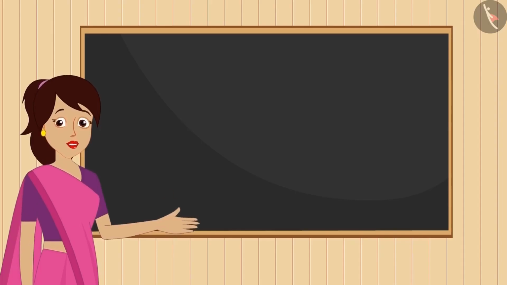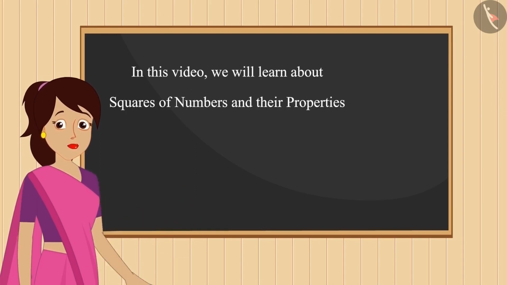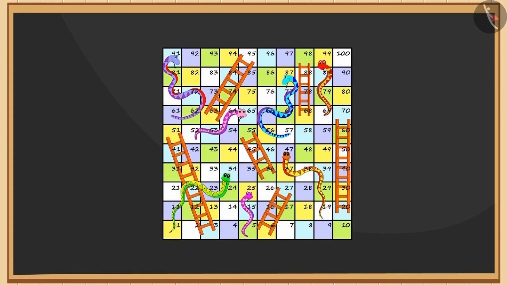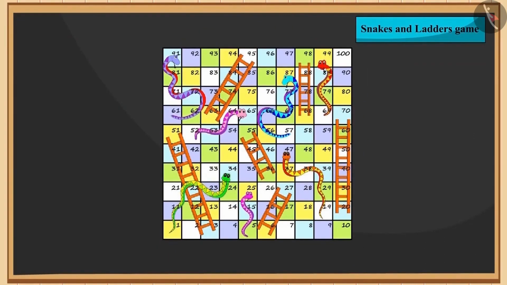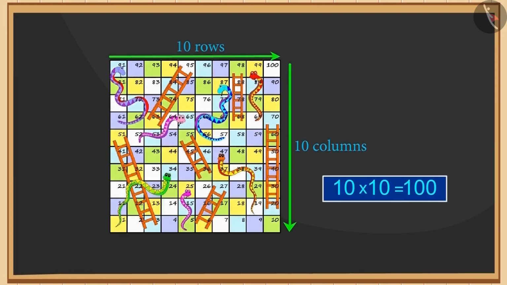Hello friends! In this video, we will learn about squares of numbers and their properties. So come on, let's see an interesting image. Do you recognize it? Yes, this is a snakes and ladders board game. It consists of 10 rows of 10 squares each. Thus, it has a total of 100 small squares.